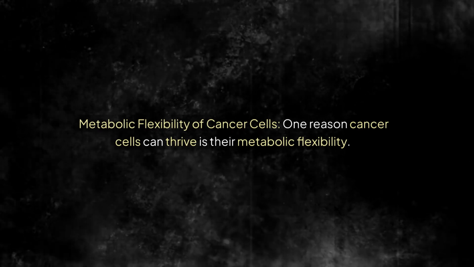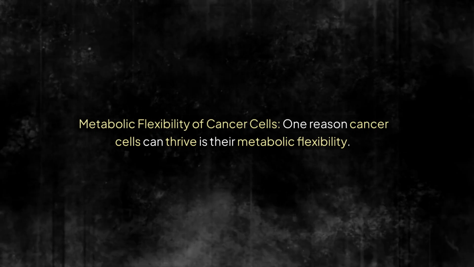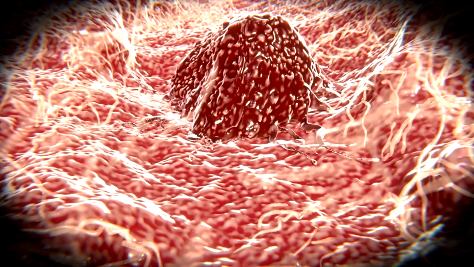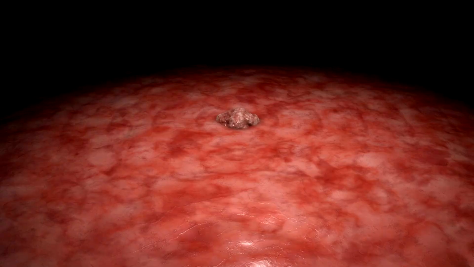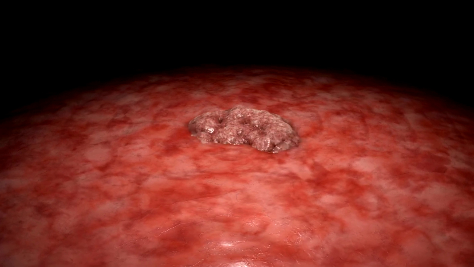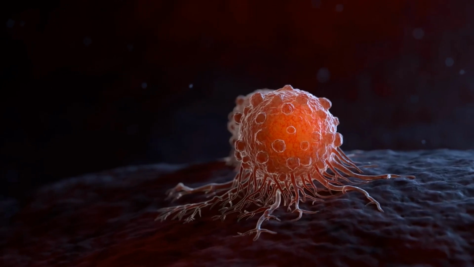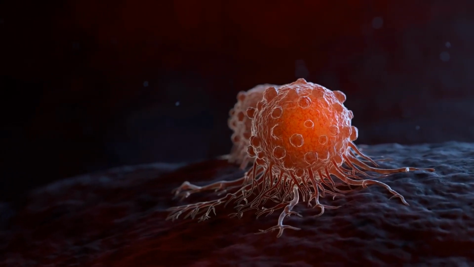Metabolic flexibility of cancer cells. One reason cancer cells can thrive is their metabolic flexibility. They can switch between different metabolic pathways to adapt to varying environmental conditions. For example, cancer cells can increase glycolysis in low oxygen environments to maintain their growth. This adaptability makes cancer cells resilient and challenging to target with treatments focusing solely on one metabolic pathway.